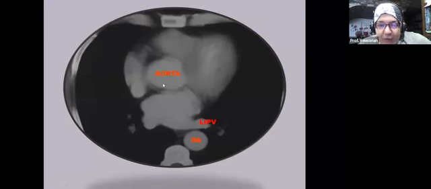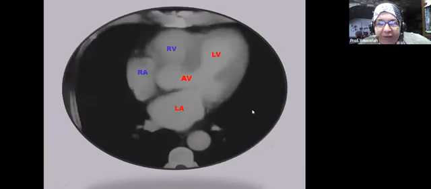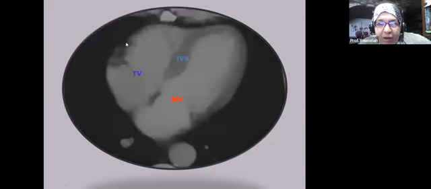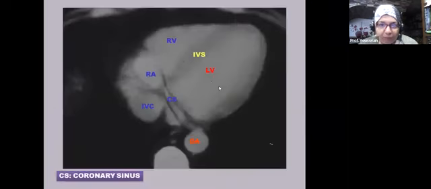Here we have the root of the aorta, the descending aorta, and the left inferior pulmonary vein can be seen here, joining the left atrium. At this level, we have the aortic valve, AV, and we have the four chambers. At this level again, we have the four chambers, and we can see the site of the tricuspid valve, the mitral valve, and the IVS, the interventricular septum.